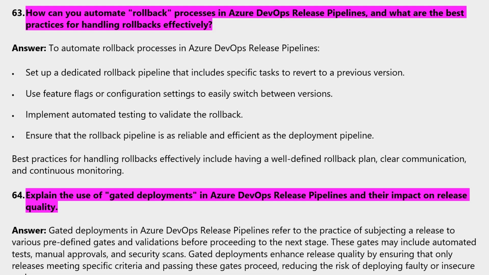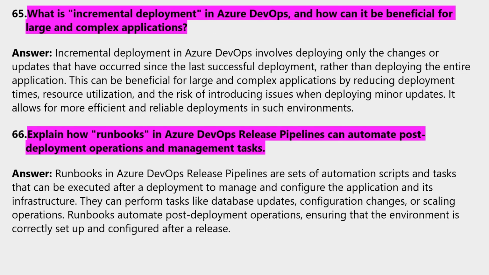Explain the use of gated deployments in Azure DevOps release pipelines and their impact on release quality. Answer: gated deployments in Azure DevOps release pipelines refer to the practice of subjecting a release to various predefined gates and validations before proceeding to the next stage. These gates may include automated tests, manual approvals, and security scans. Gated deployments enhance release quality by ensuring that only releases meeting specific criteria and passing these gates proceed, reducing the risk of deploying faulty or insecure code.